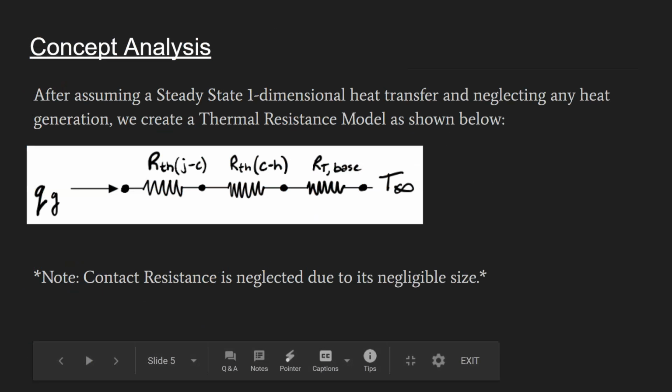After assuming steady state and one-dimensional heat transfer and neglecting the contact resistance and any heat resistance, we were able to finalize our thermal resistance model as shown here. Because the resistances were all in direct sequential contact with one another, the thermal resistance model is best represented by a series circuit where resistances will be added. We neglected the contact resistance between the base and the thyristor because the value obtained was so small that it had very little to no effect on the overall performance of the heatsink.